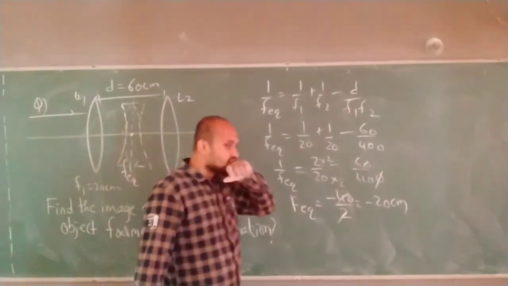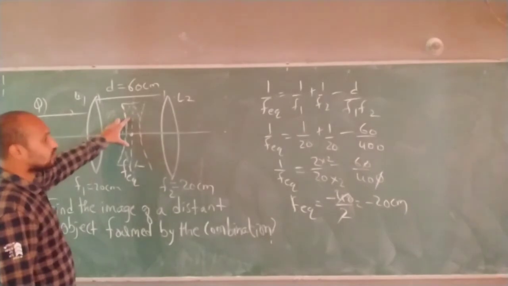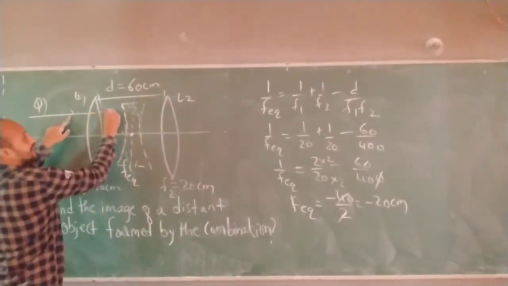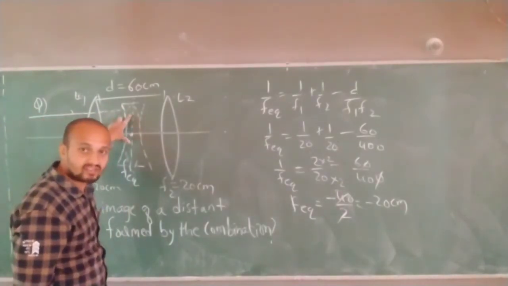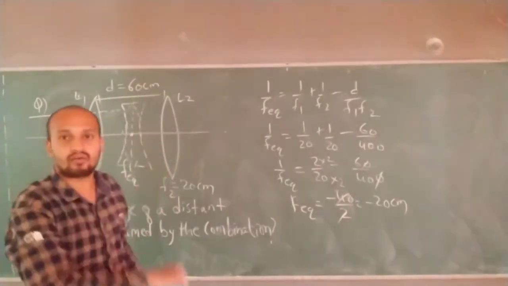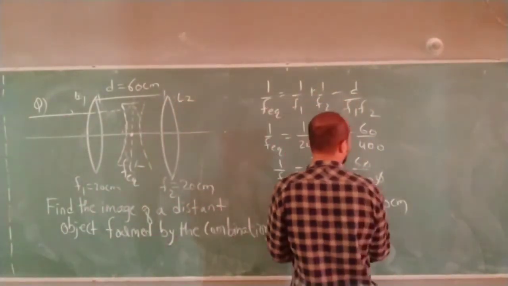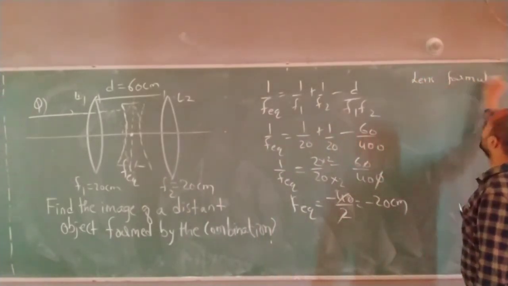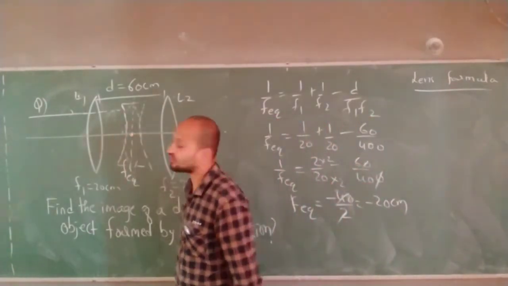Once you know this, the second thing is I will find the location. Once I know the focal length of this equivalent lens, imagine the same light ray is falling. Wherever the image formed by this equivalent lens is, there only the image of the combination of these two lenses is formed. So I will find that. How to find? Using the lens formula, I will find the image distance for this equivalent focal length.